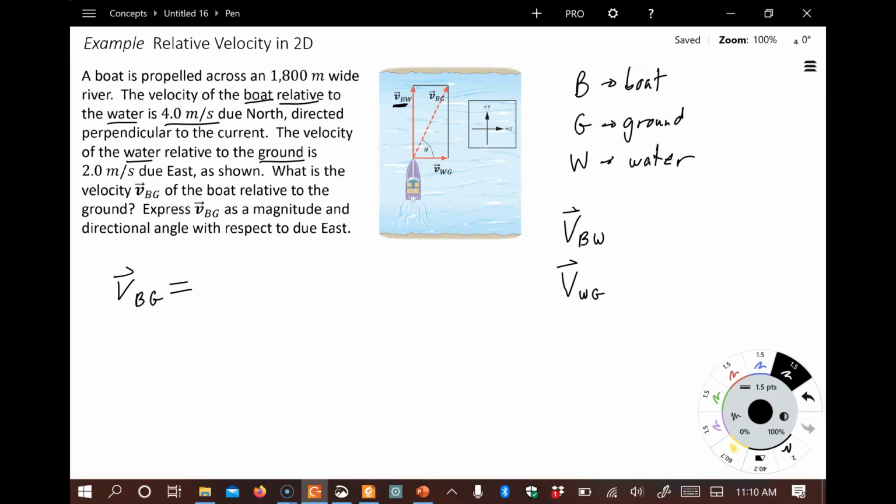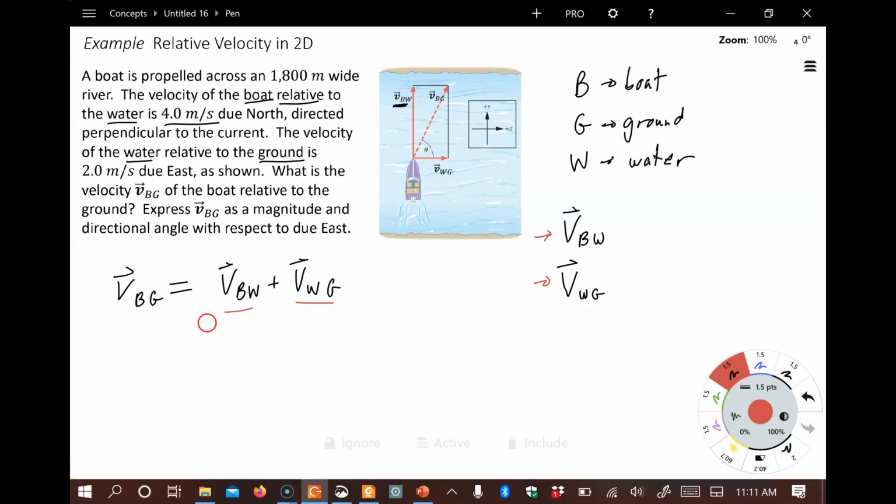Now we're going to use the trick we use to remember how to write the vector equation. What's the third reference frame that we haven't used in the one we're solving for? It's the water. So I'm going to write it like this: VBW first, then VWG. Check: are these two things the same as these? They match up. BW, BW, WG, WG. So we don't need to make any more changes there.